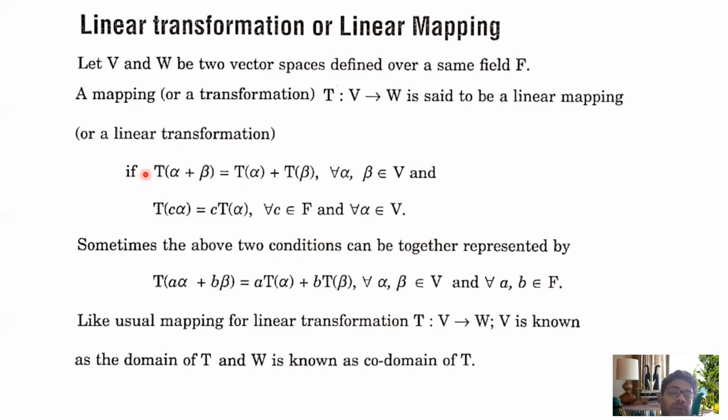Clear? These are the conditions. If you use the two separate conditions, you have to satisfy both; or, by using the single condition, you can prove whether your T is a linear transformation or linear mapping or not. Like the usual mapping, for a linear transformation T: V to W, V is known as the domain of T and W is known as the codomain of T.